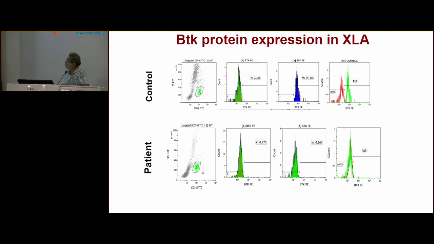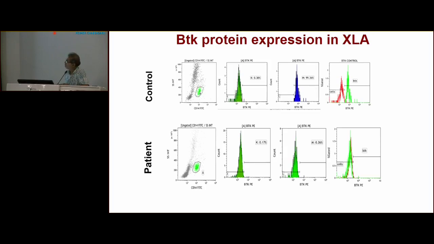Gating is just drawing an artificial gate, and what it does is that it tells you only about this population. So you want to know the BTK expression only here. So then you're gating this population, then looking at that. When you gate it, you want to analyze this population and see what is happening there.